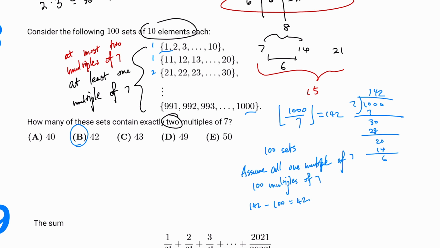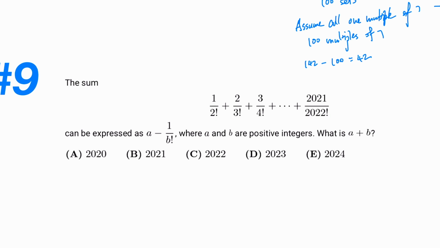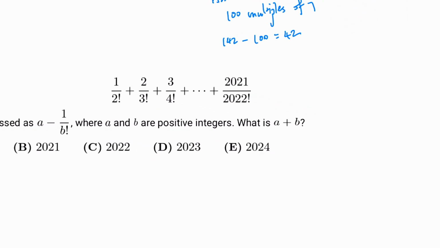So I feel like this is a clean solution that it's worth sharing here. All right, number 9. It asks for the sum that is expressed as a minus 1 over b factorial, where a and b are positive integers. What is a plus b? So all of these numerators are exactly 1 less than the denominator.